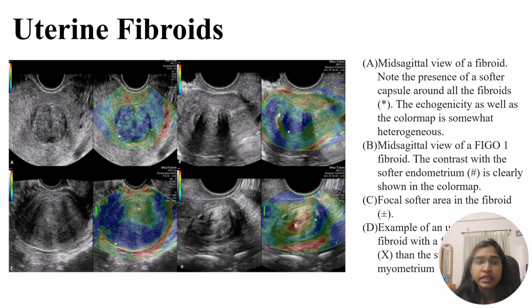Then this picture is showing a uterine fibroid. This is the mid-sagittal view of a fibroid. We can see there is a softer capsule present all around the fibroid. The echogenicity as well as the color map is somewhat heterogeneous.